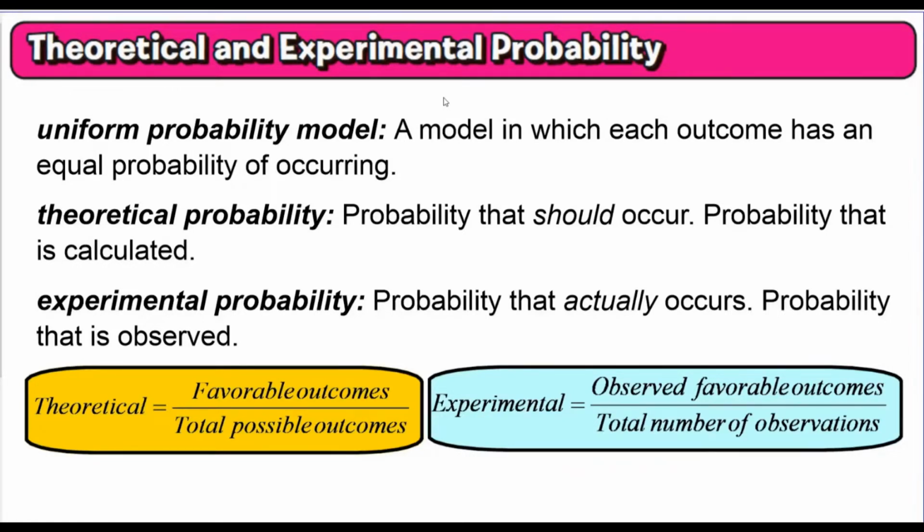And then below, we've got the two ways to calculate these different types of probability. The theoretical probability should look familiar. It's how we were calculating probabilities of simple events. And again, it's the number of favorable outcomes over the total possible outcomes. So it's a ratio, it's a fraction. Experimental probability, however, is calculated a little bit differently. It's still a ratio, but it's the observed favorable outcomes. How many times did what we want to happen actually happen over the total number of observations? So how many times did we get heads over how many times did we flip the coin? So slightly different takes on that ratio.